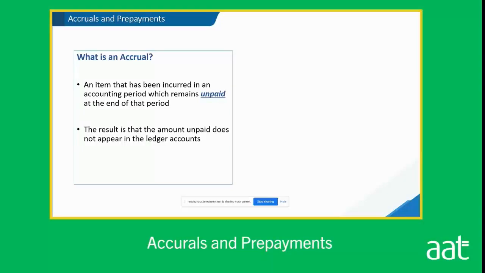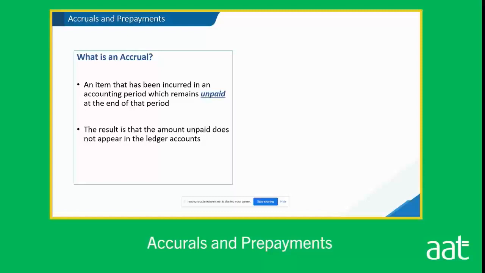Let's take a moment to break those two adjustments down. So what's an accrual? An accrual is the name given to the accounting adjustment when costs remain outstanding, they're missing, they're unpaid at the end of the period. And therefore, in this situation, we have ledger accounts that haven't got enough expenses in them, if we're talking purely at this moment about expenses.